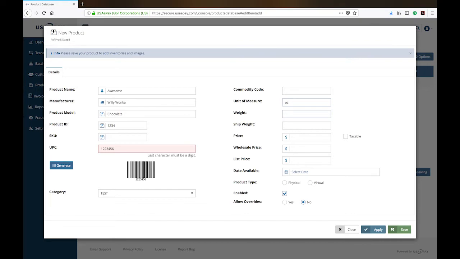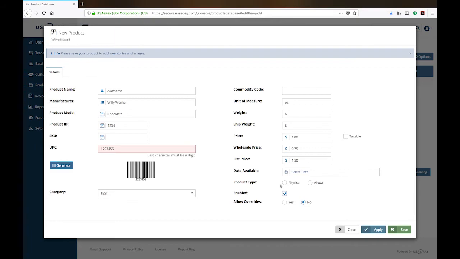The weight of this is, we're going to say it is 6. Shipping weight, now let's still go with 6. The price, let's say it is $1. Wholesale price, well, let's give them 75 cents. List price, price being what we pay. And then let's put $1.50 here.